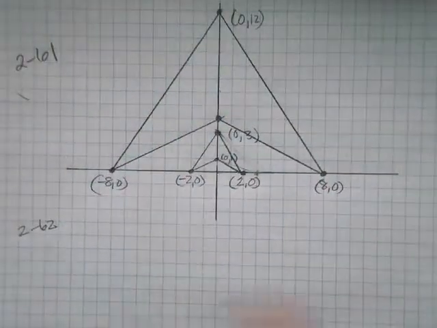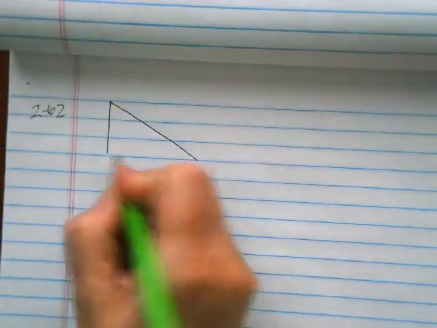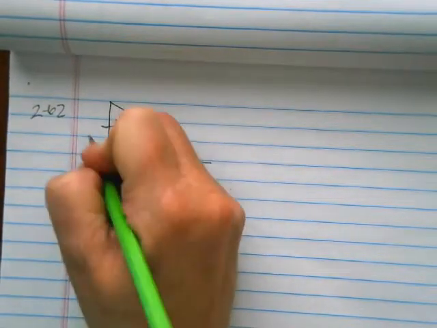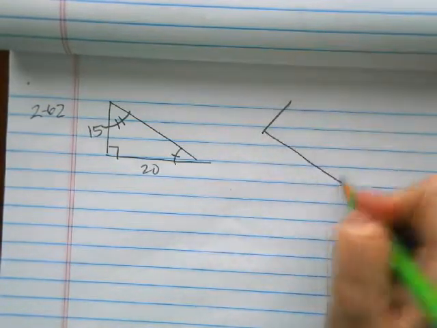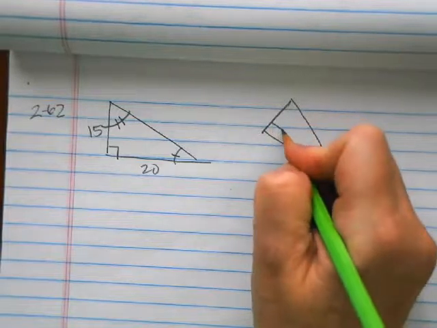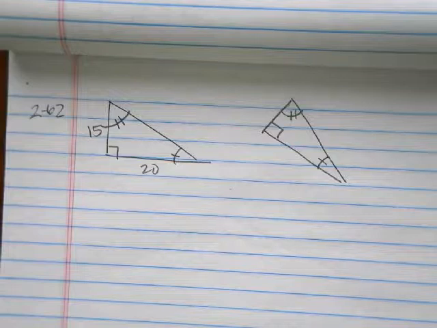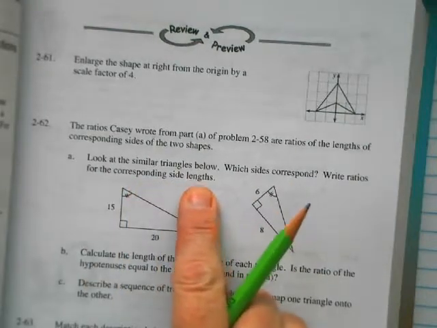So I'm going to draw these 2 triangles for 262. I don't need graph paper. Okay, so I've got, and yes, you are expected to draw the triangles. Okay, part A. Look at the similar triangles below. Which sides correspond? Write ratios for corresponding side lengths.